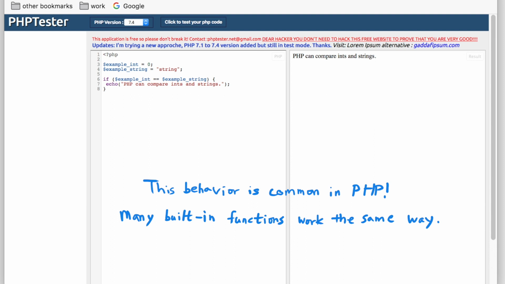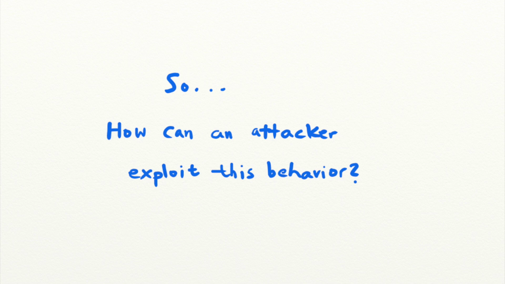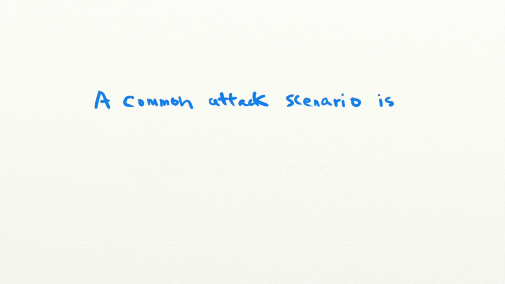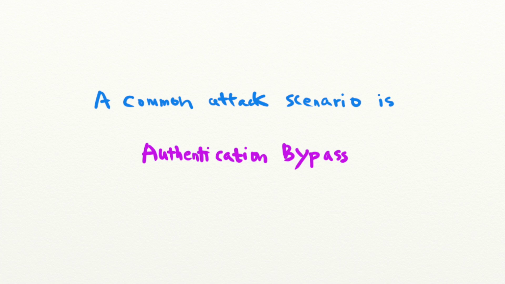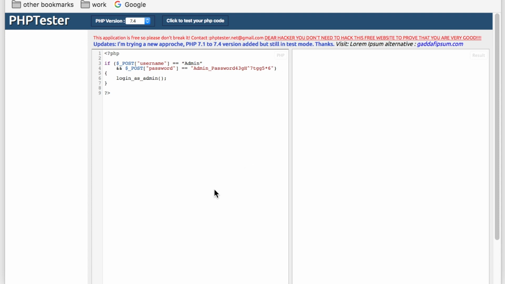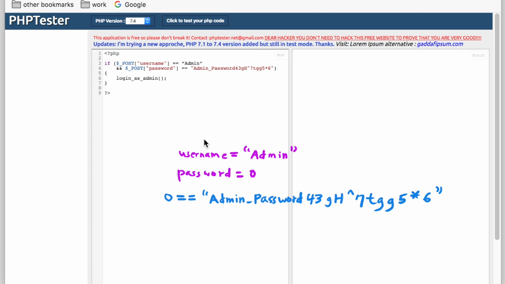You can probably already see how this can be very problematic, but how exactly does an attacker exploit this behavior? The most common way that this feature in PHP is exploited is by using it to bypass authentication. Let's say an application's PHP code handles authentication like this. If the username is admin and the password submitted is equal to the admin's password, the user will be logged in as admin. Then, simply submitting a username of admin and a password of the integer 0 would successfully log you in as admin, since this condition will also evaluate to true.